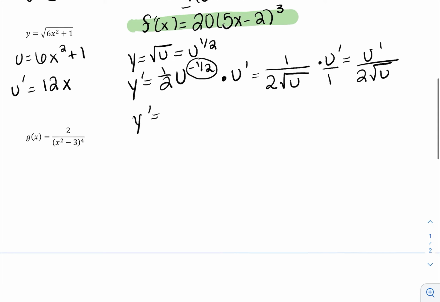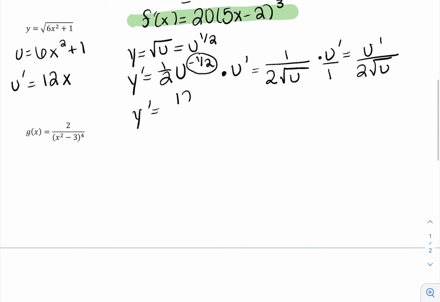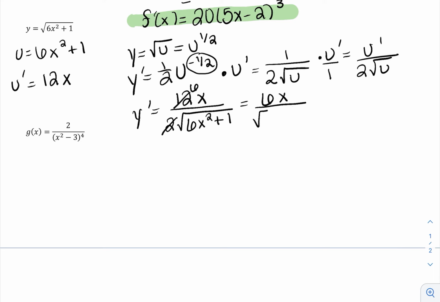So y prime equals, so u prime was 12x, over 2 square root of 6x squared plus 1. But this 2 here cancels with the 2 in this 12, which leaves us with the 6. So it's 6x over the square root of 6x squared plus 1. It's nice to simplify it with the u first. That way it's less complex. So when you put the u and the u prime in, it's a little bit easier to work with.